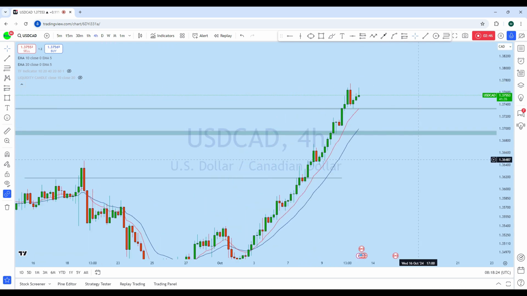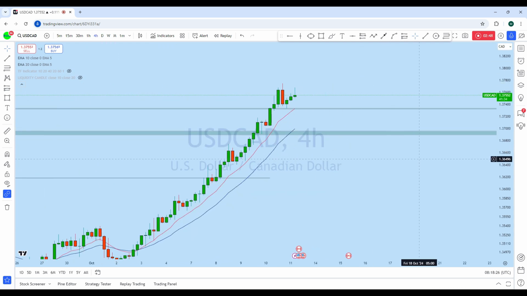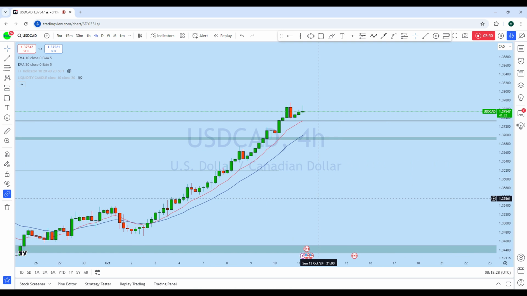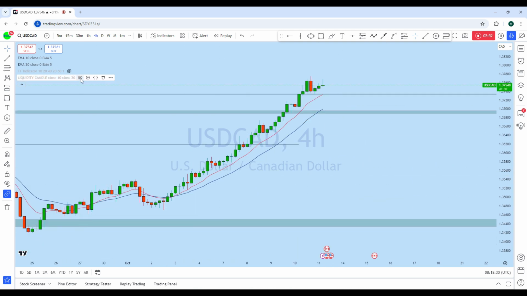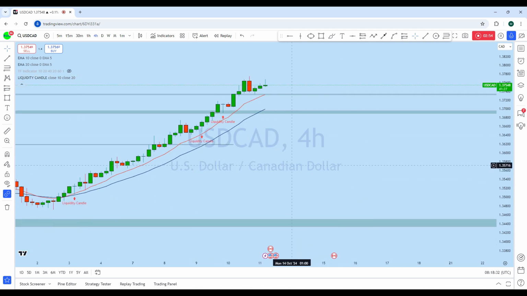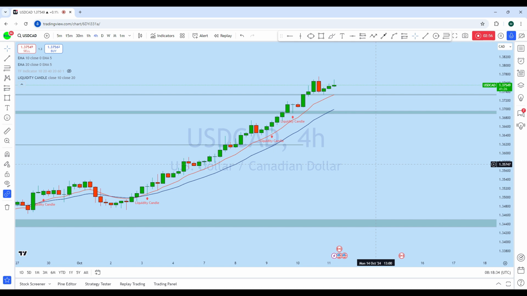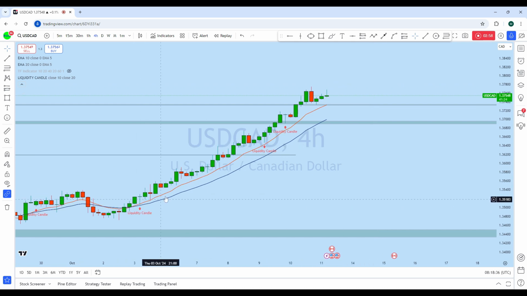Now, looking at the intraday perspective from 4-hour time frame, what we can see that this market is absolutely bullish. If we look at our tool, that liquidity candle, we can see that along the way there are 3 liquidity candle formation that has given a very strong momentum on dollar CAD, combining with today coming up a very important high impact news on dollar CAD.